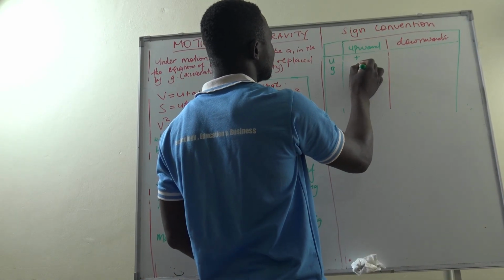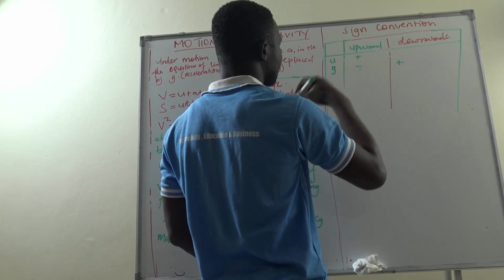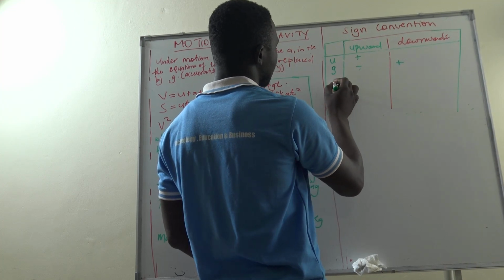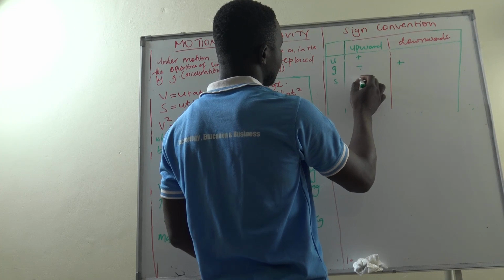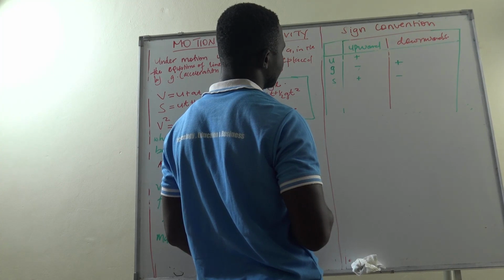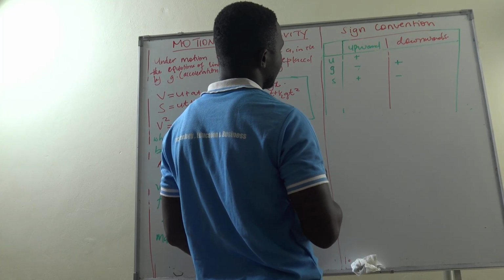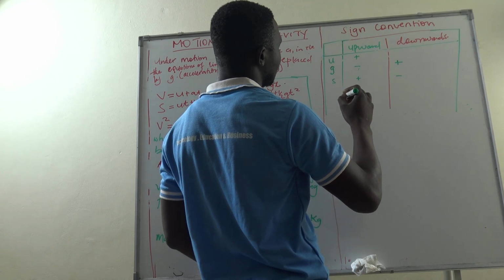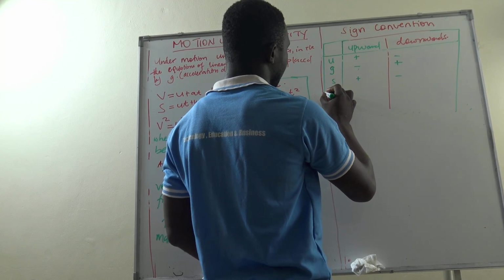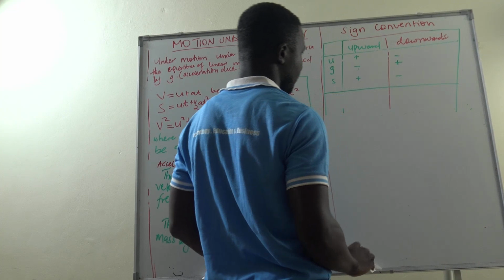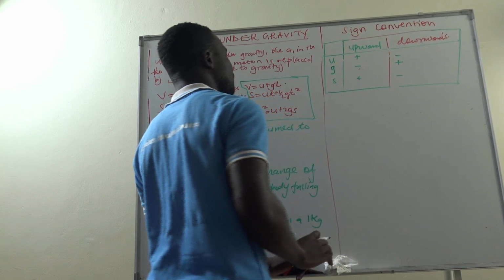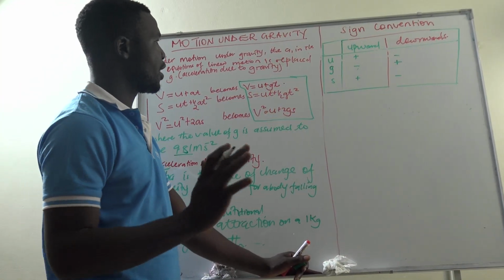The value of g is negative here and positive here. Then the value of displacement is positive here and it is negative here. Which other term have we left out? Basically, what happens to u when a body is moving vertically downwards? This is also negative. So these become our signs that we shall be using in our consequent examples.